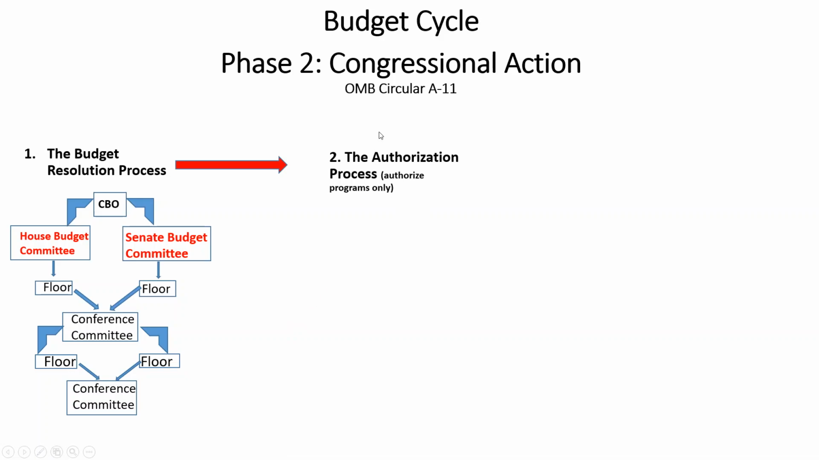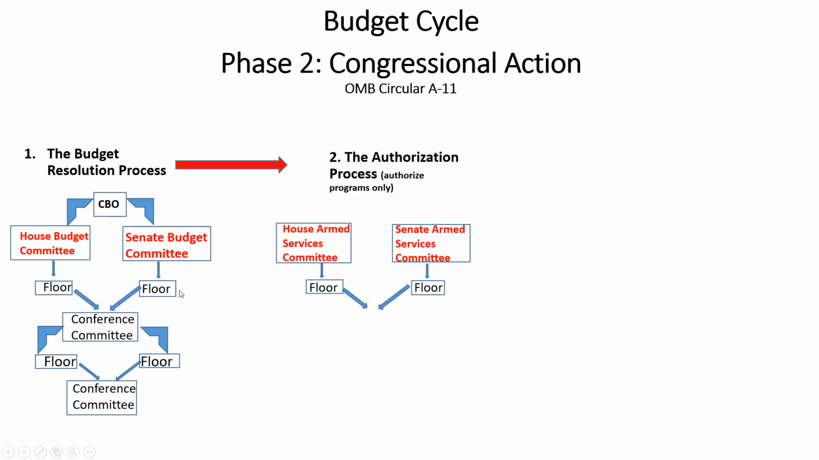So the authorization process is the second part of the congressional action. Authorization, the sole purpose of authorization process is to authorize programs, authorize categories of things that you're going to be allowed to do. So authorize programs. Although funding may be in this authorization bill, the purpose and the approval of the authorization bill does not give us budget authority. The House and Senate Armed Services Committee is responsible for the authorization process.